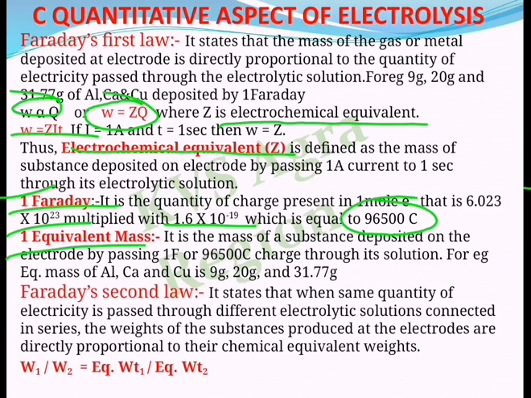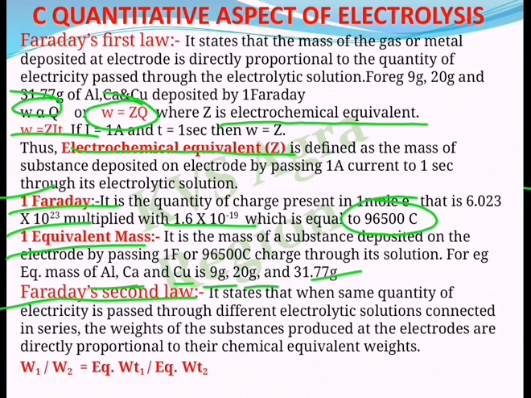For example, if you pass 1 Faraday charge in case of aluminium solution, then you get 9 gram aluminium. In case of calcium salt, you get 20 gram of calcium. In case of copper, you get 31.77 gram of copper.